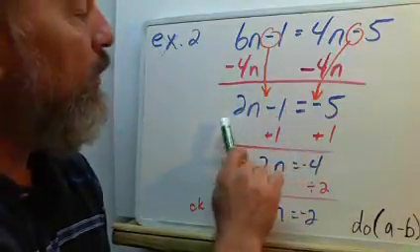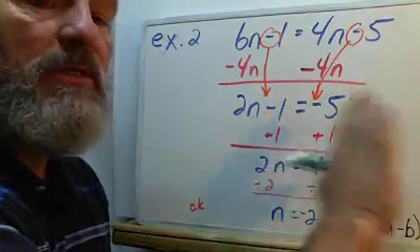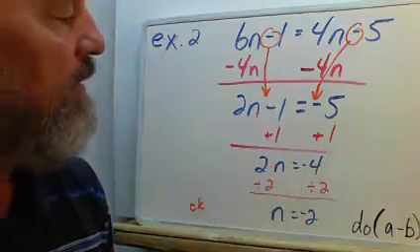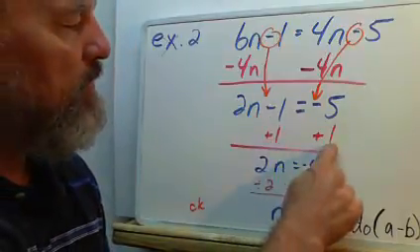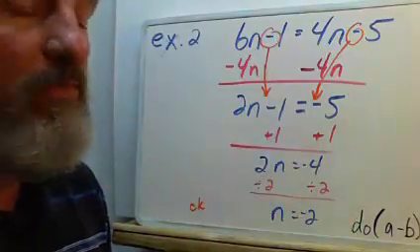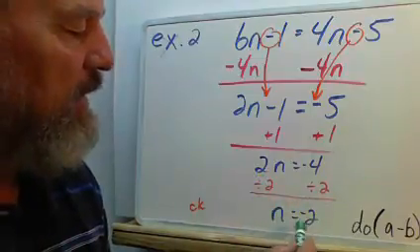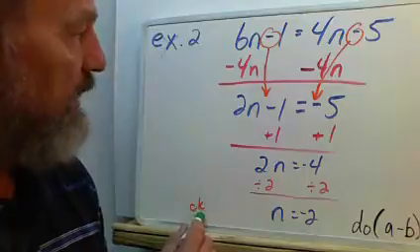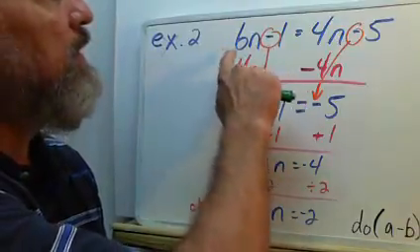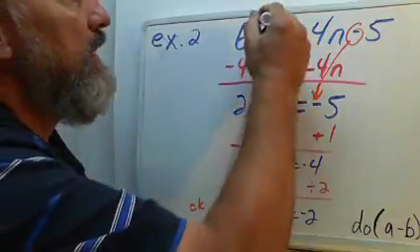And now, of course, we're done with the variable. We've got it on one side, so now we want to get the constant to the other side of the equation. So the way to do that is to get rid of this subtracting of 1 by adding 1 to both sides. We end up with 2n equals negative 4, and now it becomes a problem that we're very much familiar with. We just divide both sides by 2, and we get n equals negative 2. Check your answer by putting the negative 2 in here. And we have 6 times negative 2 is negative 12, minus 1 is negative 13.